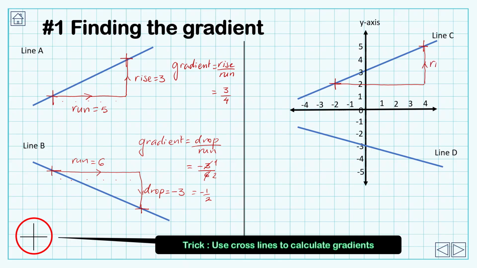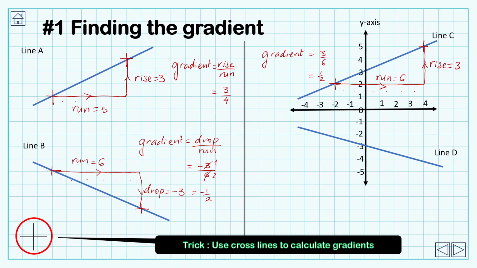So rise equals 3, or plus 3 if you want to. That one will be 1, 2, 3, 4, 5, 6, and that will be for the run, 6. So the gradient in that case is equal to rise over the run, so 3 over 6, which is going to be equal to a half.